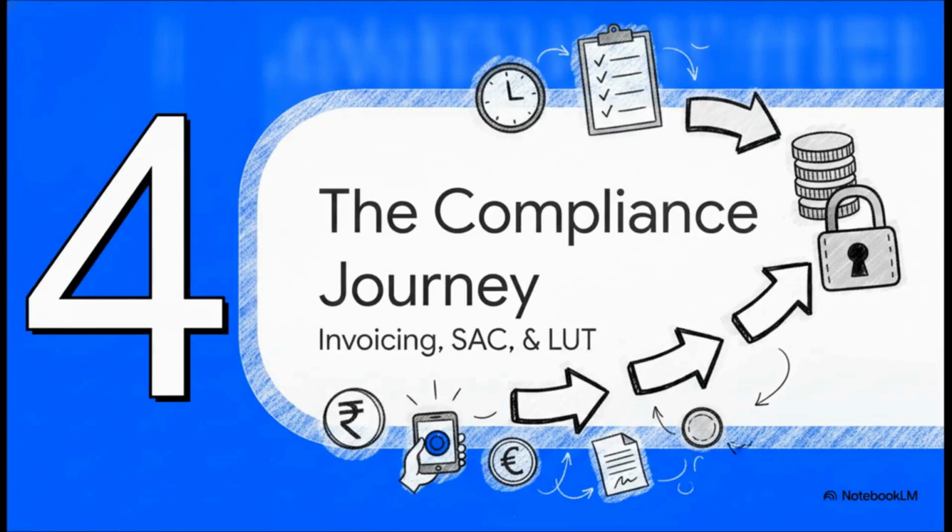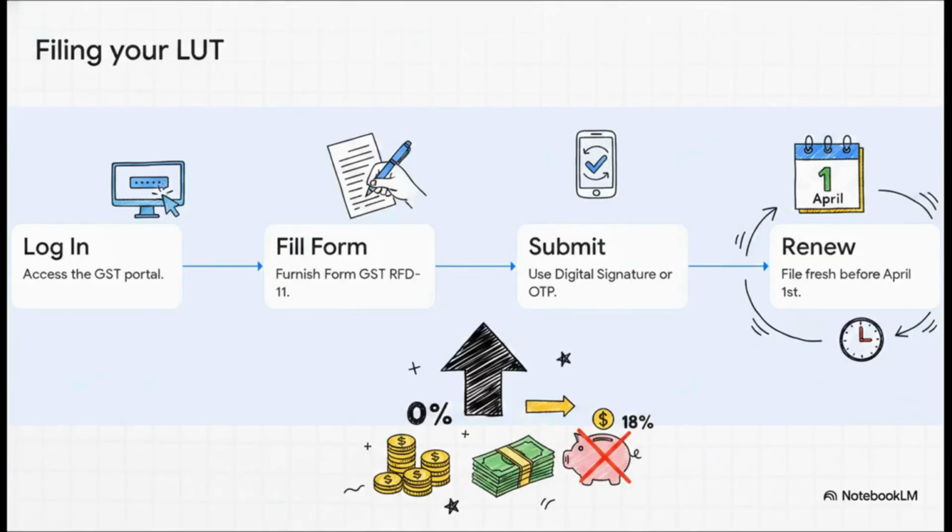All right, Section 4, the compliance journey. We're talking invoicing, SAC, and LUT. Listen, the absolute first thing you must do to protect your AdSense money is file an LUT, or Letter of Undertaking. Without this, you'd literally have to pay 18% IGST on your AdSense export income up front out of your own pocket and then apply for a refund way later, which, let's be honest, completely kills your working capital. Filing an LUT lets you skip all that and export at 0 tax straight away.